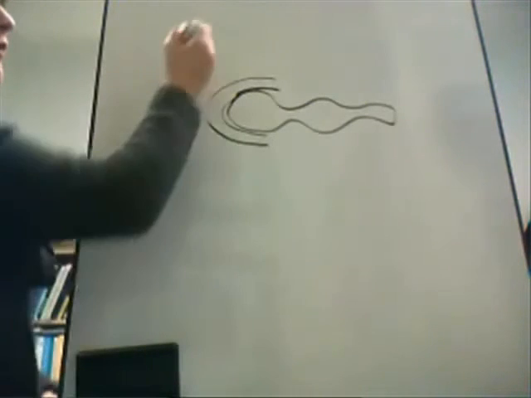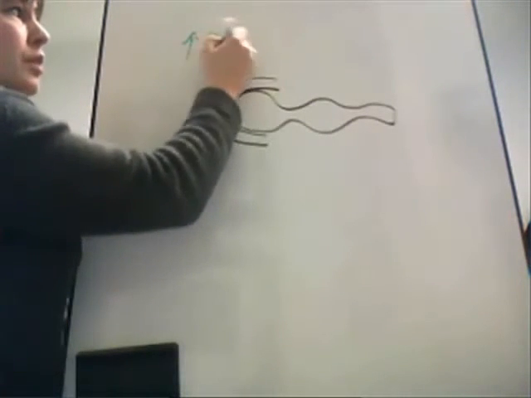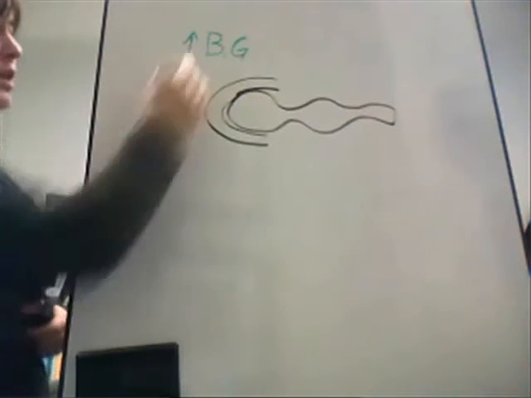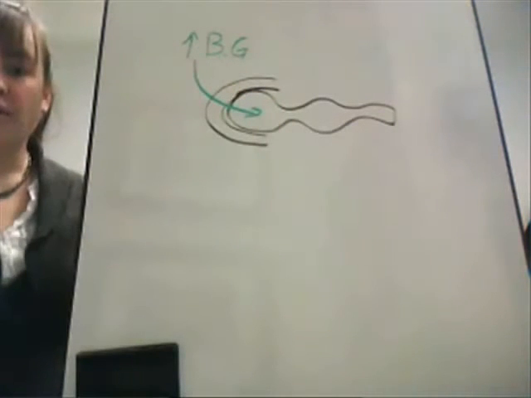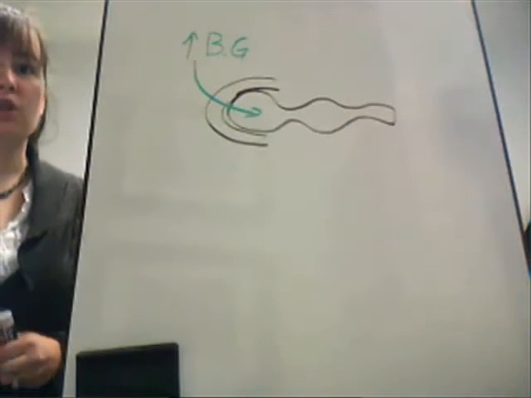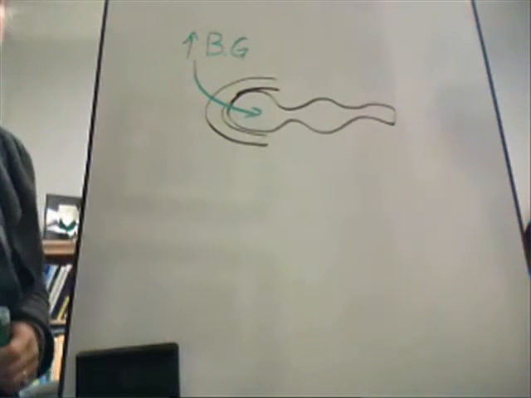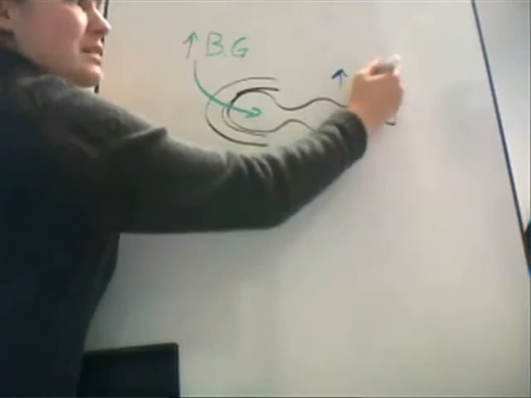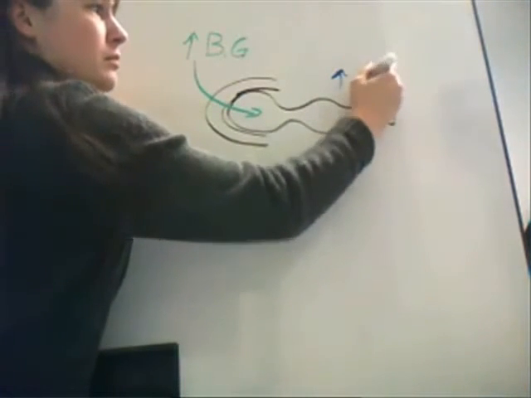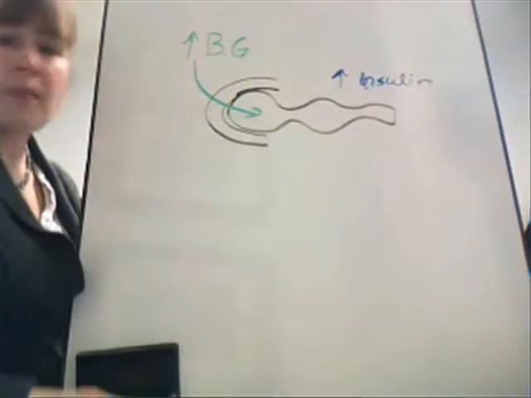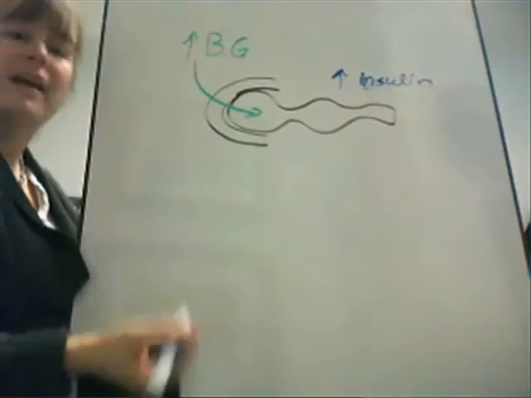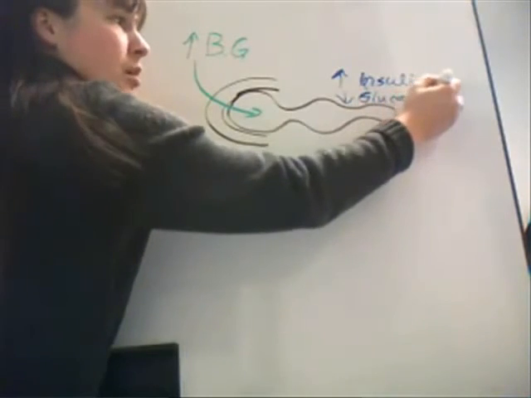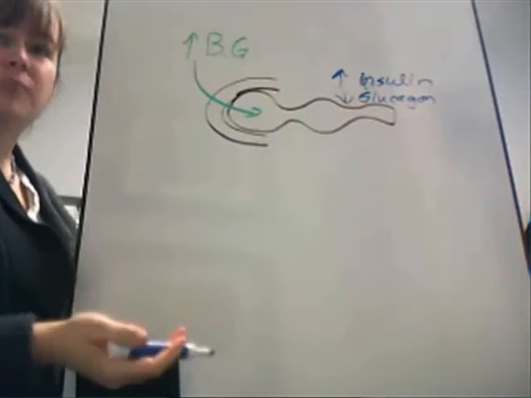So for example, if I have elevations in blood glucose, so BG stands for blood glucose, those elevations in blood glucose will be having effect on the pancreas, and the pancreas is going to do a couple of things. In response to elevated amounts of blood glucose, it is going to begin secretion of insulin from the beta cells of the pancreatic islets, and then also we're going to decrease the synthesis of glucagon, because they have opposing effects, and the glucagon is produced by the alpha cells.